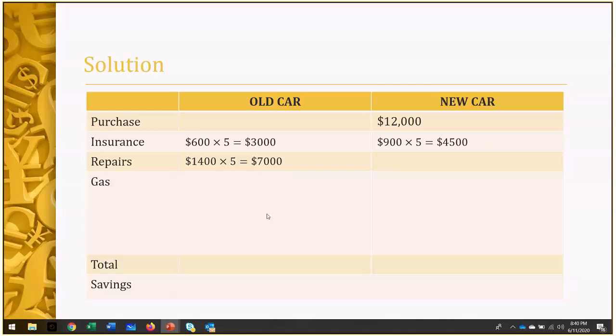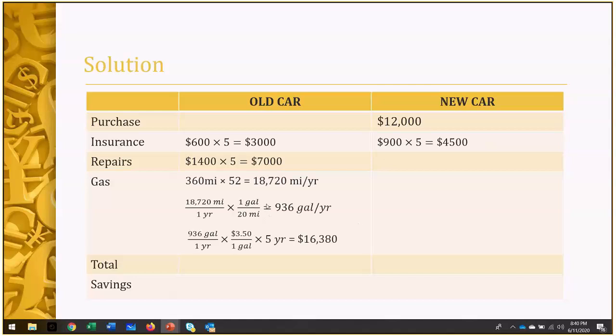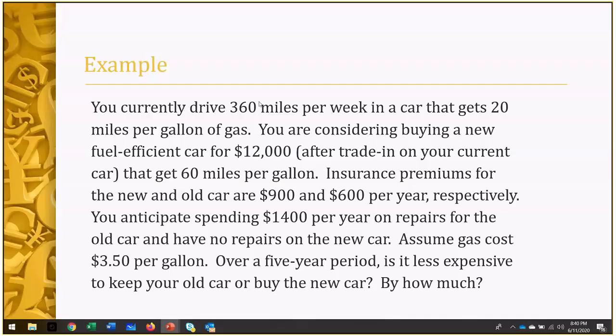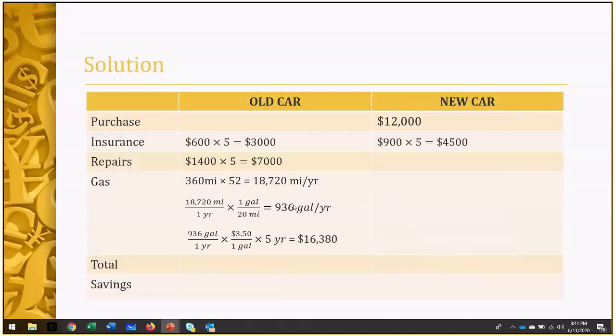So now let's talk about how I set this up. First I figured out how many miles I would have to drive per year. So I'm going to scoot all the way back up here. We currently drive 360 miles per week in a car that gets 20 miles per gallon. So it's 360 miles times 52 to figure out how many miles you drive per year. I'm sorry, there's 52 weeks in a year, so 360 times 52. That's where the 18,720 miles per year came from.